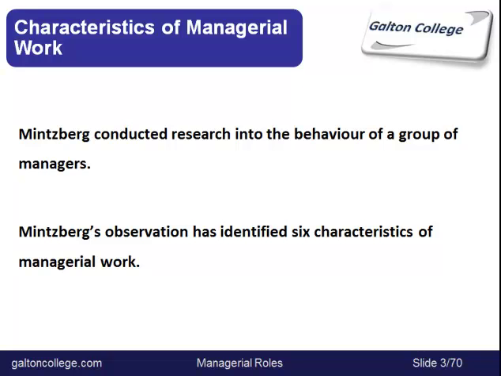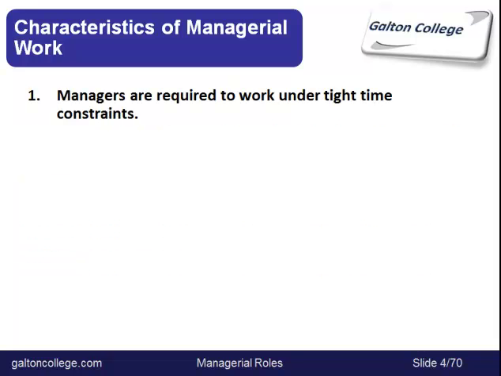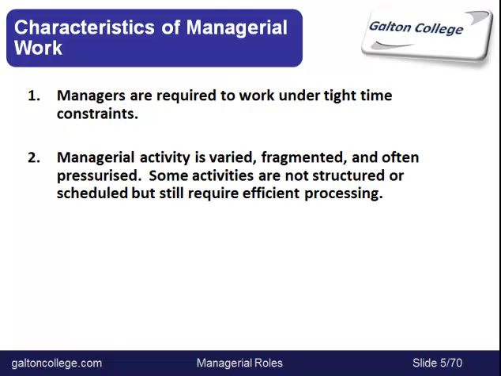So there are 6 characteristics of managerial work that we need to look at first, then go on to look at the management roles. The characteristics of managerial work are as follows. First of all, managers are required to work under tight time constraints. Generally speaking, managers must ensure that the work is done according to the schedule that's been set out. So managers work under tight time constraints.